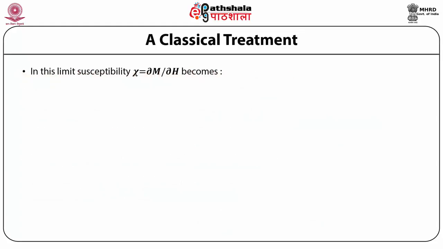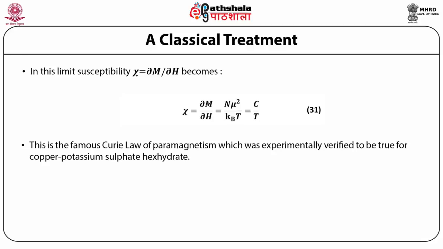In this limit, susceptibility χ = ∂M/∂H, which becomes equal to nμ²/(3 k_B T), a constant divided by temperature. This is the famous Curie law of paramagnetism, which was experimentally verified to be true for copper potassium sulfate hexahydrate.